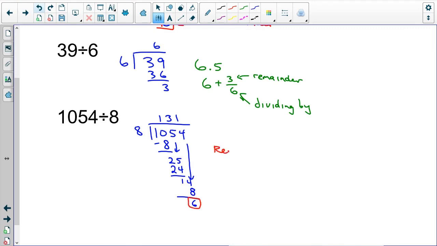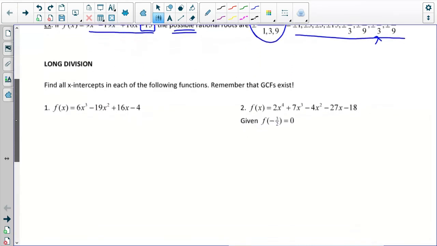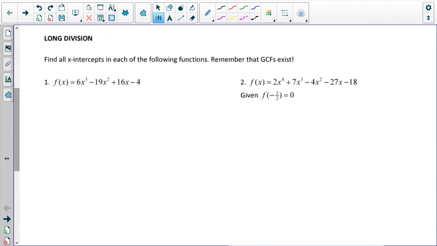So my remainder in this case is 6. And if I wanted to write this, I could write it as 131.75. That's because I could write it as 131 plus 6 over 8. And again, 6 is the remainder and 8 is what we're dividing by. So that's just a quick reminder that you did learn this stuff in the past.